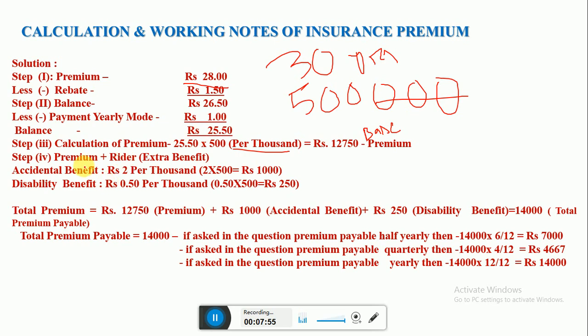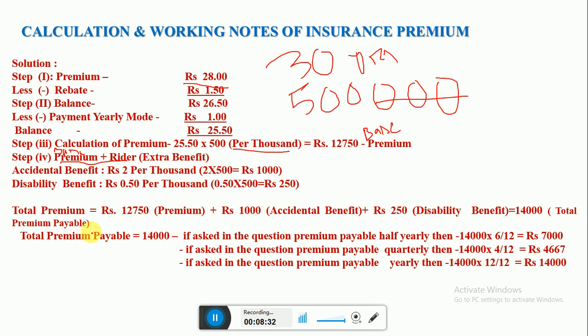Then in step 4, from the base premium, we will add the rider. The accidental benefit here is given as 2 per thousand. Again we will cancel the 3 zeros, then 2 into 500 is 1000 rupees. For the disability benefit, it was given as rupees 5 per thousand. It will be 5 into 500, which is 2,500... rupees 250.